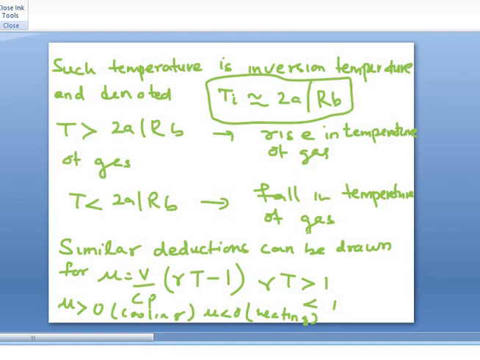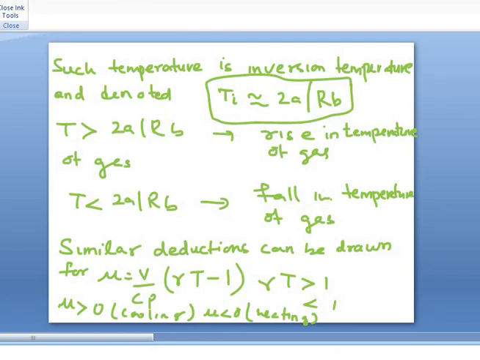In the beginning itself, we have said Joule Kelvin or Joule Thomson effect is the temperature change in a real gas when passed through a porous plug. So there should be some condition. That condition is our inversion temperature. Similar deductions can be drawn. We had said mu is equal to V by Cp times gamma T minus 1. So here whatever is 2A by RB, that is denoted by this term. So gamma T greater than 1, that is cooling, mu is positive, and when gamma T is less than 1, mu is heating.